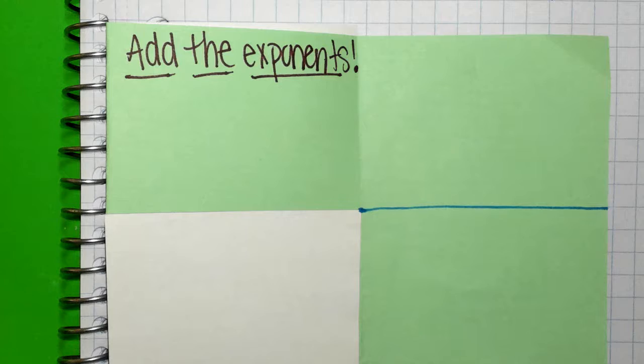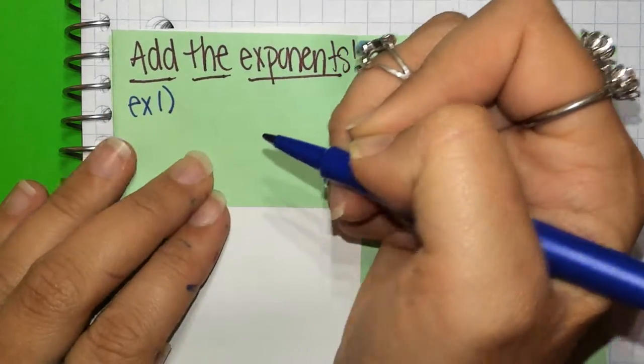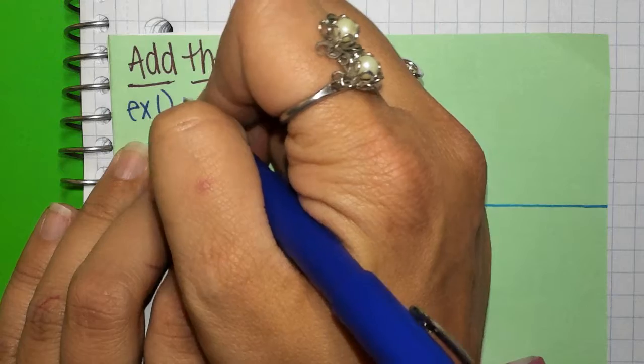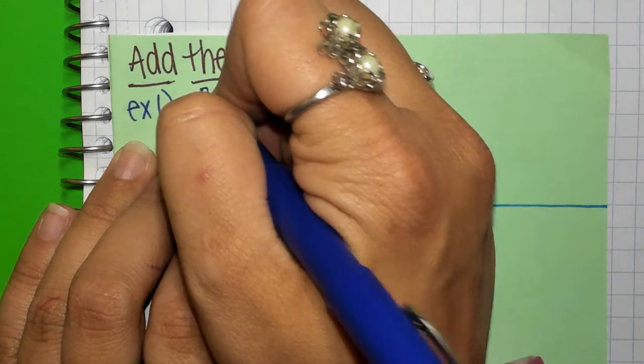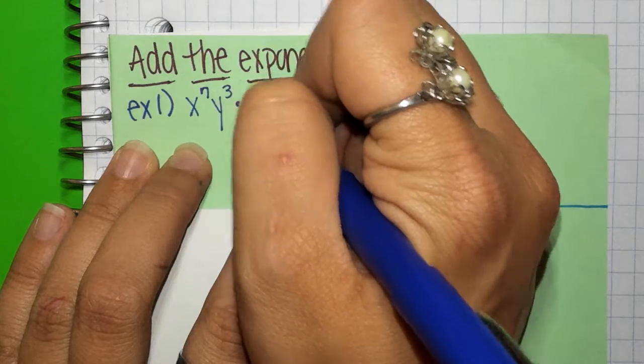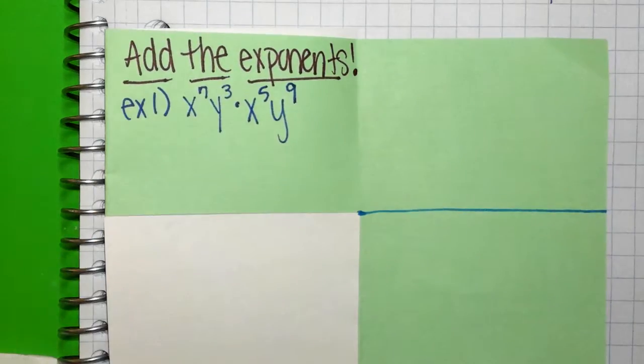Gracias, Danubia. Alright, so example 1. If I said x to the 7th y cubed times x to the 5th y to the 9th. Wait, tater tot. Just wait.